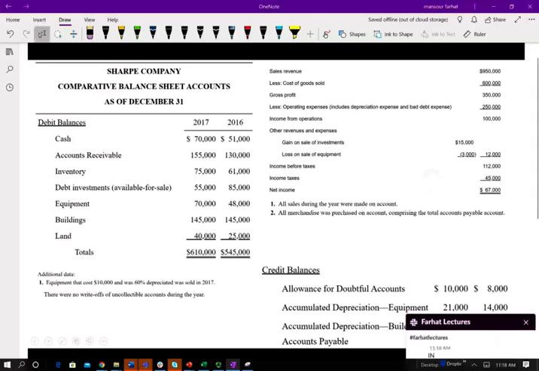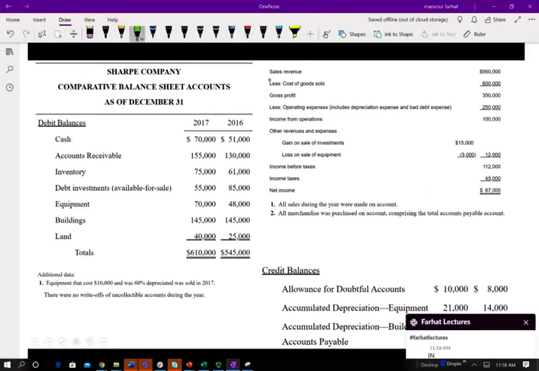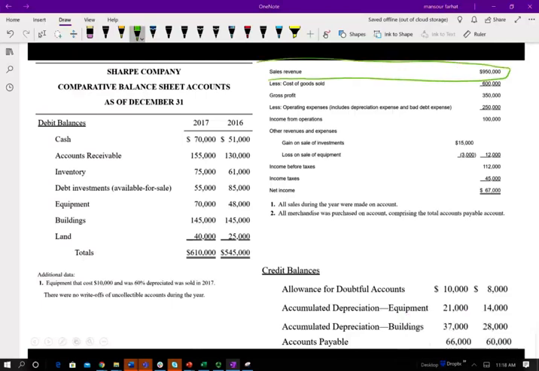To start this process, we need to look at sales revenue, which is 950,000, and convert sales revenue into cash received from customers. How do I know how much cash I received from customers? I know my sales revenue is 950, but that's an accrual number, because remember, the income statement is accrual. To know that, I have to examine my accounts receivable to see what happened to it overall during the year.